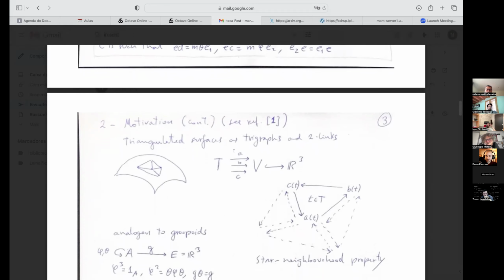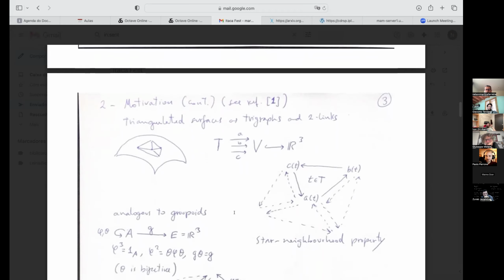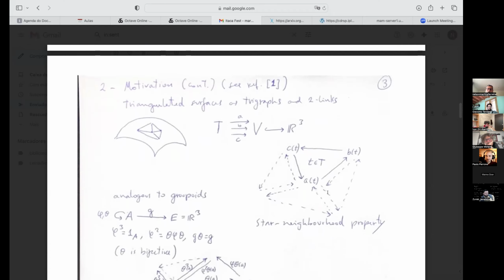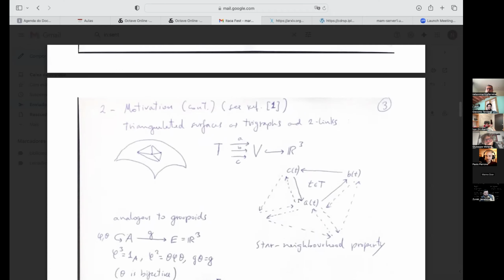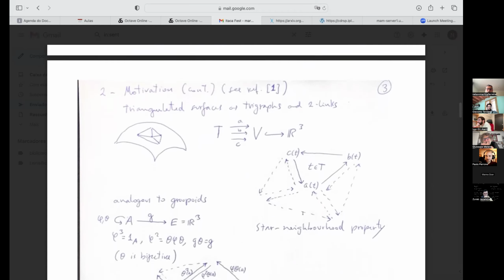Now, when does such a three-graph come from a triangulation? Well, this is well known. It's when there is a star neighborhood property, namely that around each vertex, if you take the collection of triangles incident to it, they can be ordered in a cyclic way so that it forms a neighborhood homeomorphic to the disk. So the question is, can we trade this property of the star neighborhood for a structure so that we can then internalize it into a categorical context? And the answer is yes.